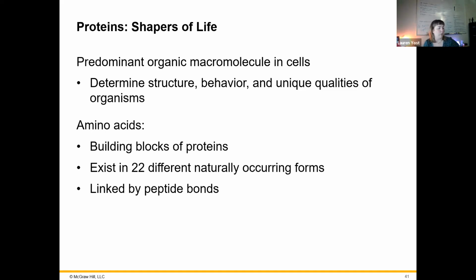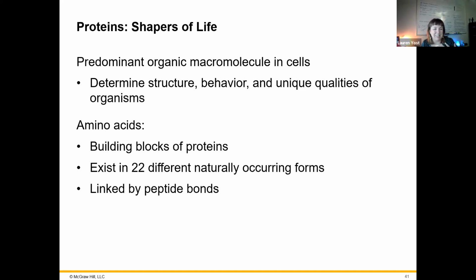We keep talking about what everything is made up of, as far as our polymers being made up of all these monomers linked together. In the case of a protein, it is amino acids linked together. And I don't know if you guys know this, but there are 22 naturally occurring forms of amino acid. In our bodies, we have 20 of those.